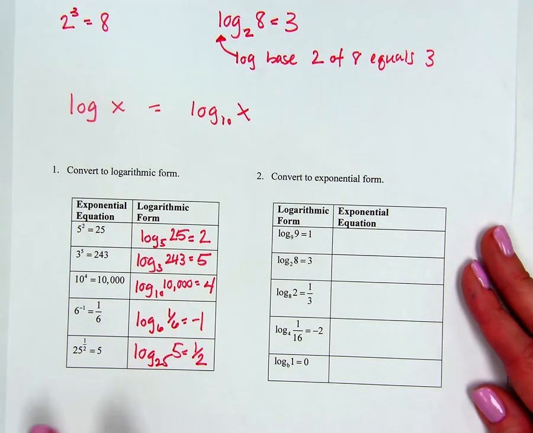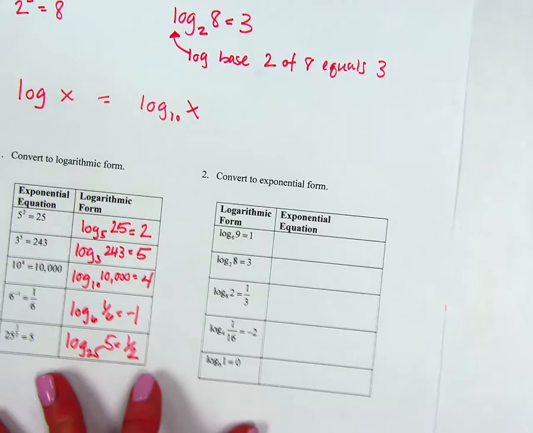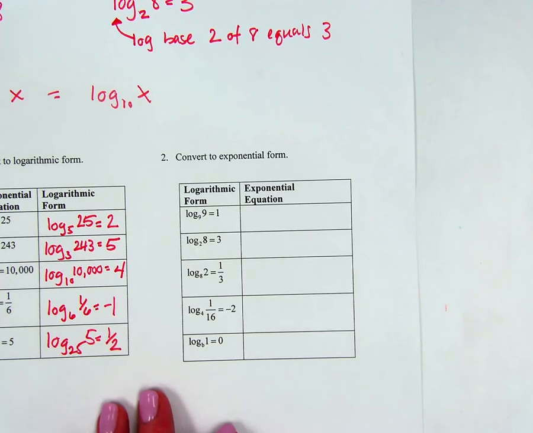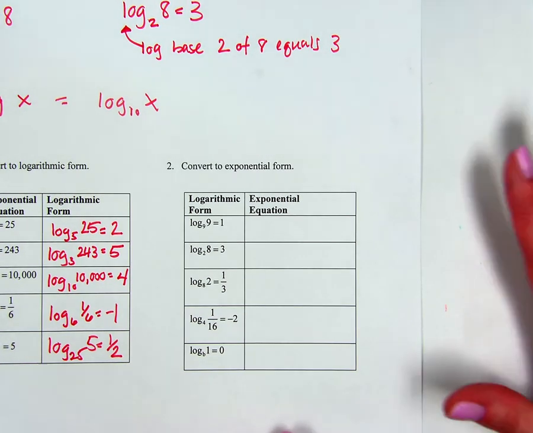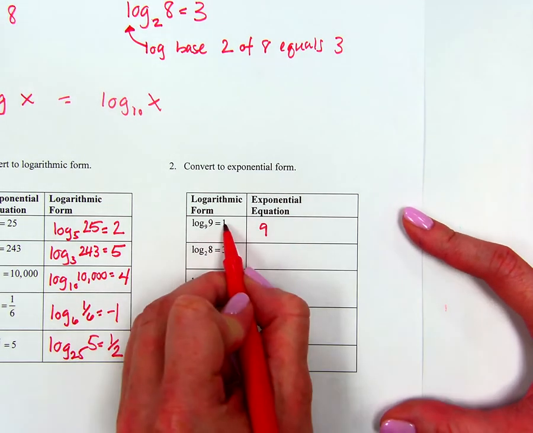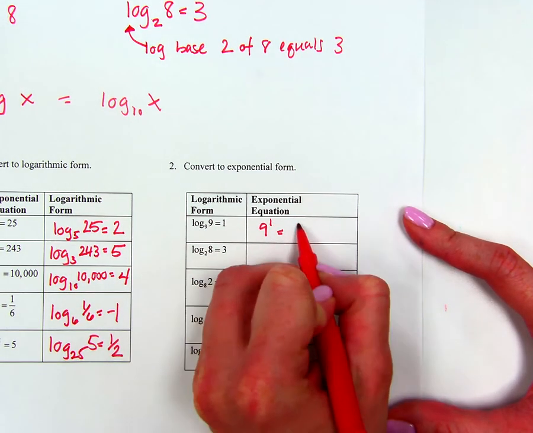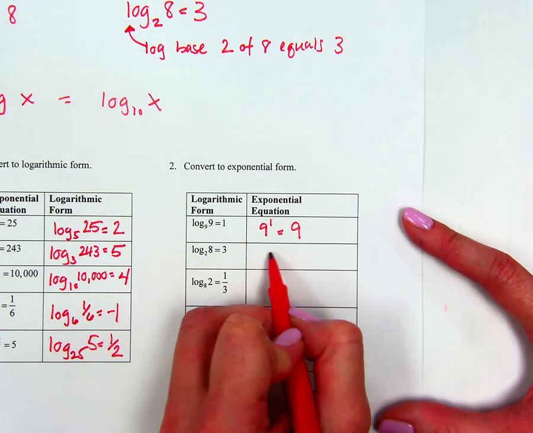So that's all we're doing for number 1. You're just going to convert those from exponential to log form. And for number 2, we're going to do the opposite. We're going to start with our log form, and we're going to convert that to exponential form. So we are going to take our 9, we're going to raise it to 1, and that equals 9. For this one, we will take 8.